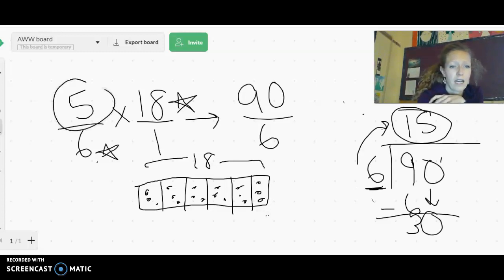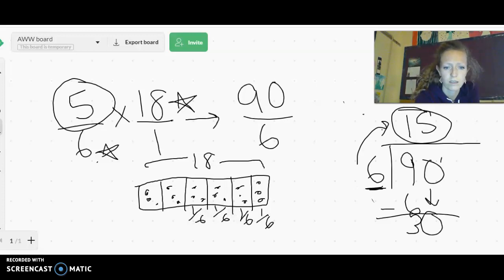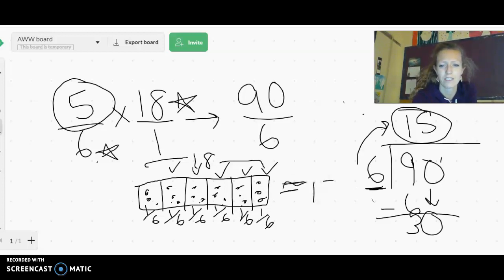But now let's look at our 5/6. So that's how many slices, how many boxes I'm going to be dealing with. How many of these 6 do I want to count? 5 of them. So 1, 2, 3, 4, 5. That would be 3, 6, 9, 12, 15. Excellent. So my final answer is 15.